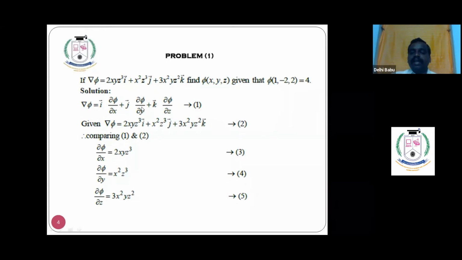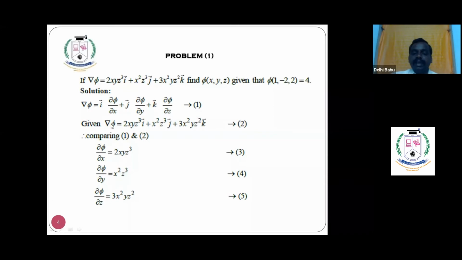Similarly, the j vector component is dou phi by dou y, which in the second equation is x square z cube. And in the first equation, the k vector component is dou phi by dou z, which in the second equation is 3x square y z square. So from equations 1 and 2, I got dou phi by dou x, dou phi by dou y, and dou phi by dou z.